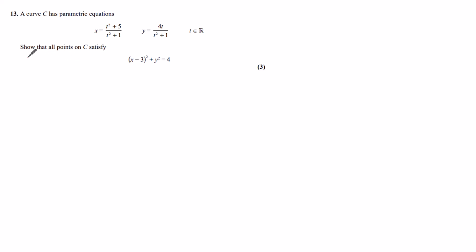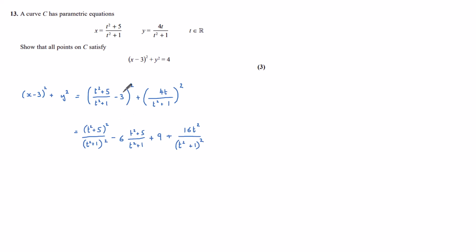So since this is a show that question, we want to start on this left hand side, (x minus 3) all squared plus y squared, and we want to show that using the parametric equations for x and y, we will get a value of 4 in the end. So, starting with our (x minus 3) all squared plus y squared, we're going to write this with our x's and y's substituted. So our x is (t squared plus 5) over (t squared plus 1), minus 3, all squared, plus our y, 4t over (t squared plus 1), again all squared.